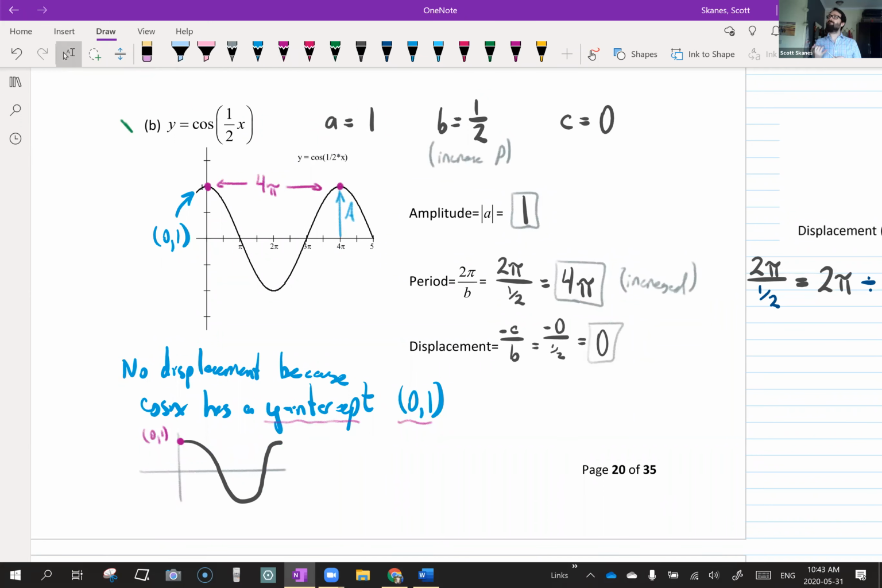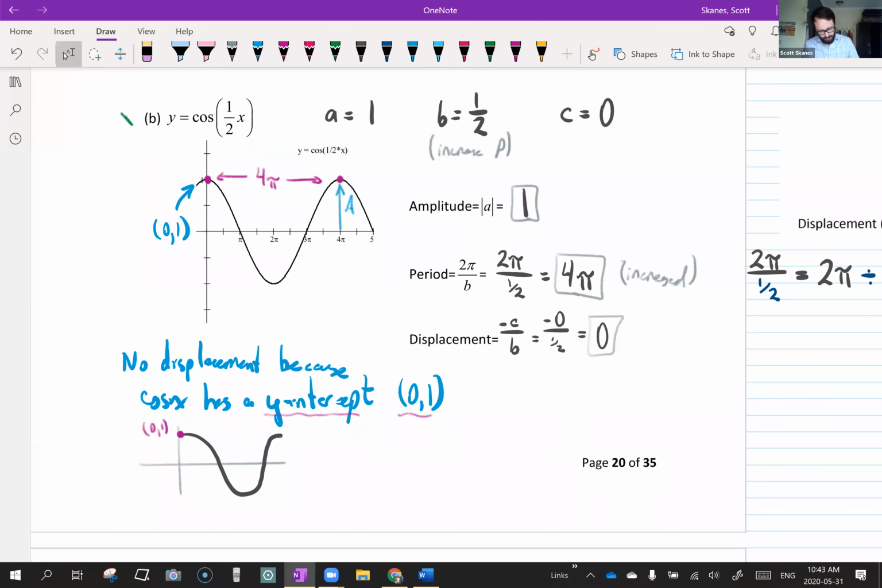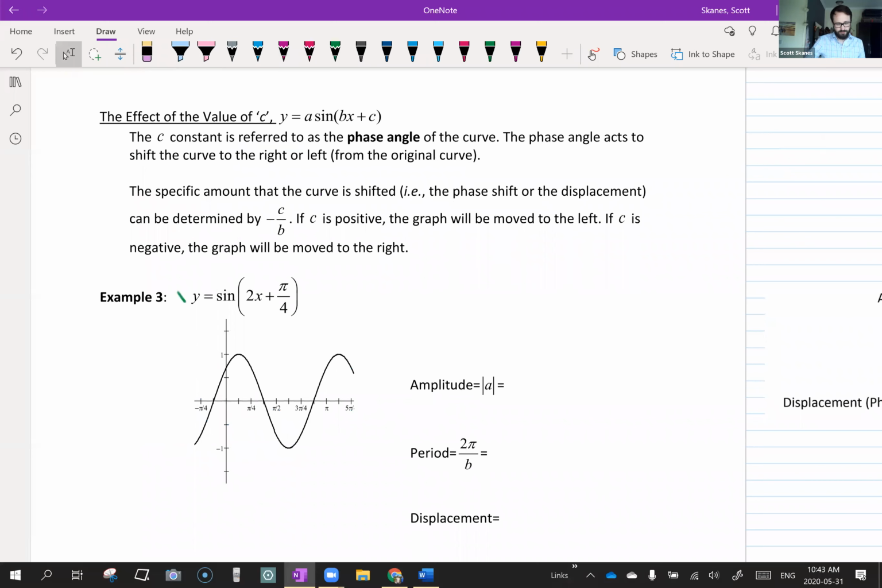So, what do you think's next? We've done A. We've done B. Maybe we'll focus on C. So let's focus on C. What is the effect of C? Well, I already talked about this. The C affects the phase angle of the curve.